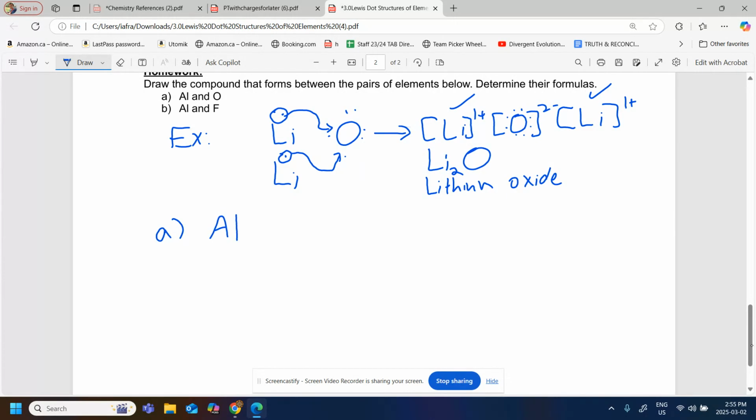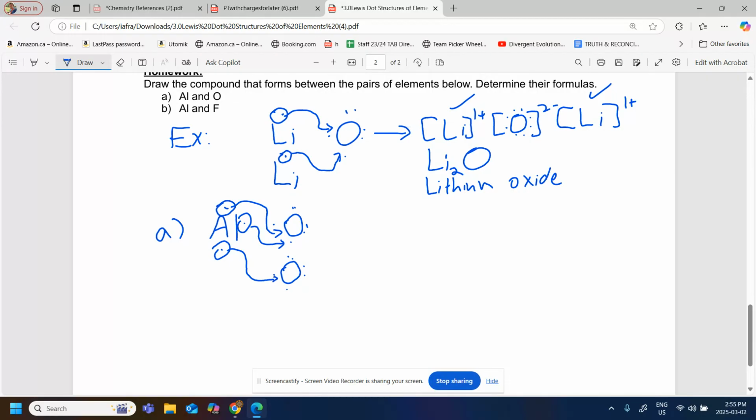So you would notice if you draw Al and O, you'll first get 3 electrons around aluminum because it's in group 13. For oxygen, you get 6 electrons. Aluminum wants to lose 3, and it can at least lose 2 with this one oxygen here, but it's not enough. So you'll draw another oxygen so that aluminum can give up another one, like this.